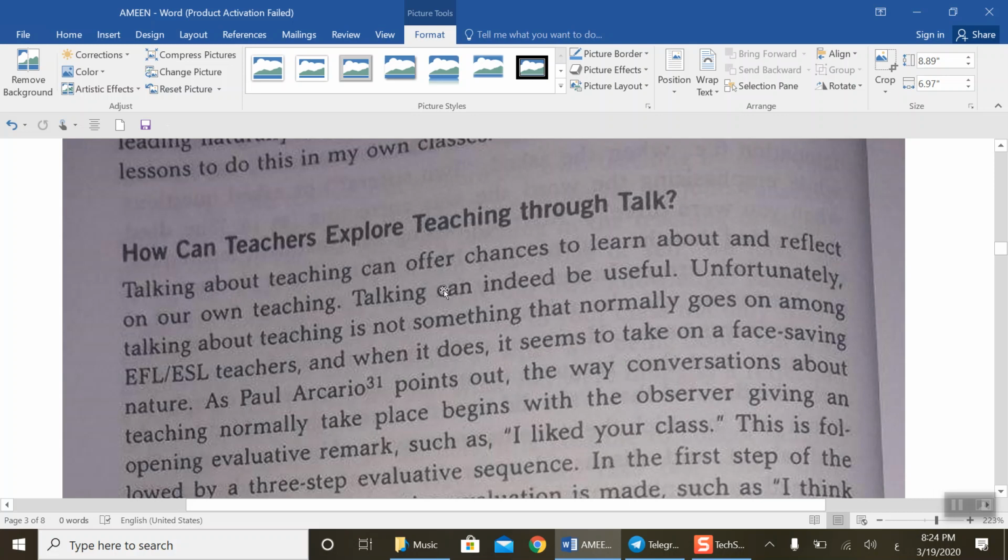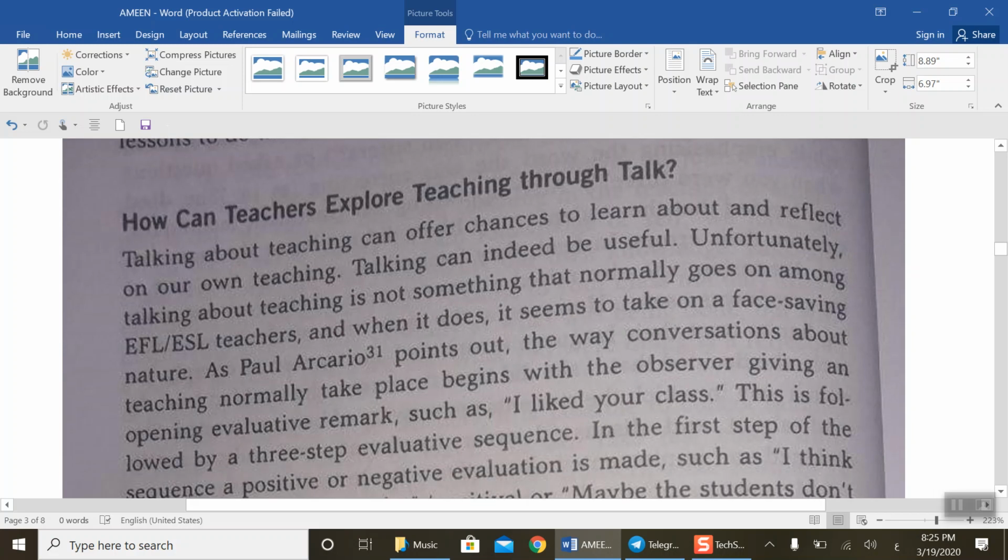Talking about teaching can offer chances to learn about and reflect on our own teaching. Talking can indeed be useful. Unfortunately, talking about teaching is not something that normally goes on among EFL or ESL teachers. Usually teachers in general, not in a specific place or even in Iraq, in all the cities, do not talk about teaching. Of course, there are some teachers who talk about teaching, but generally they don't talk with each other about methods of teaching and the ways of teaching, and this is not good. They have to talk with each other.